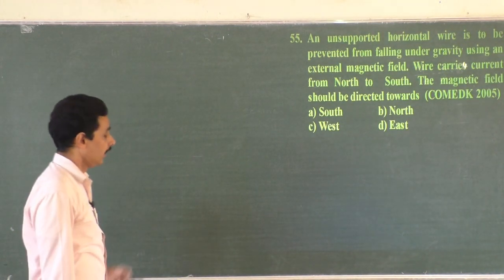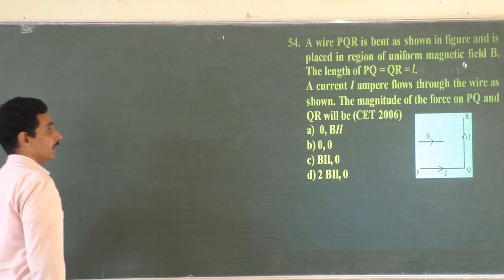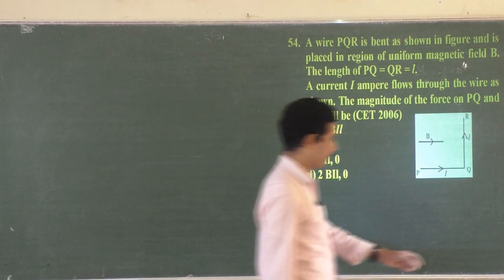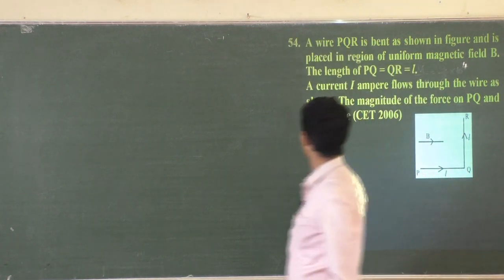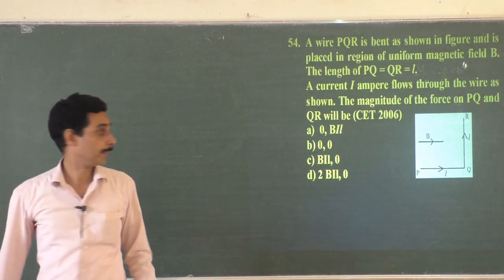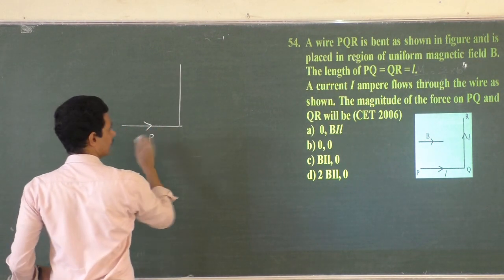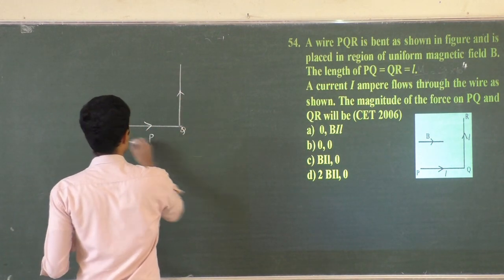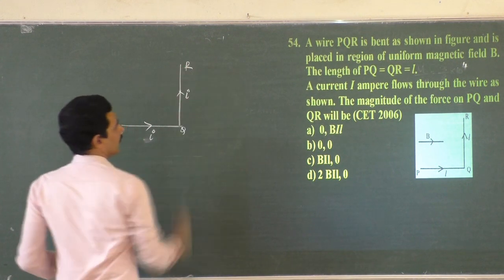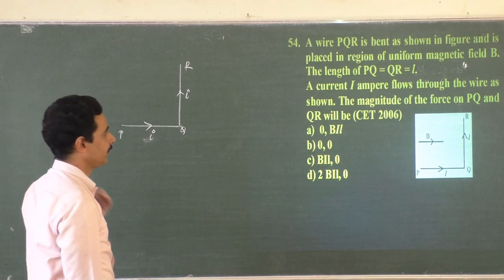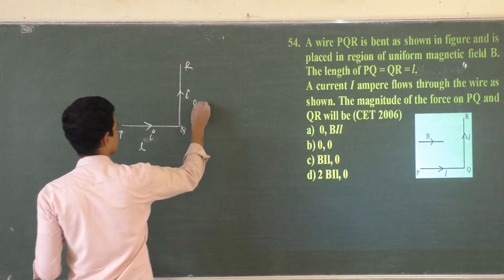Yes. No, 50, this problem itself is related to that, yes. A wire PQR is bent as shown in the figure. Which wire? Yes, PQR is here. If you can't see that there, you can see it here. P. This is the current carried by it, R. It is kept in a uniform magnetic field B. The length PQ is equal to QR is equal to L. This is L, this is L.